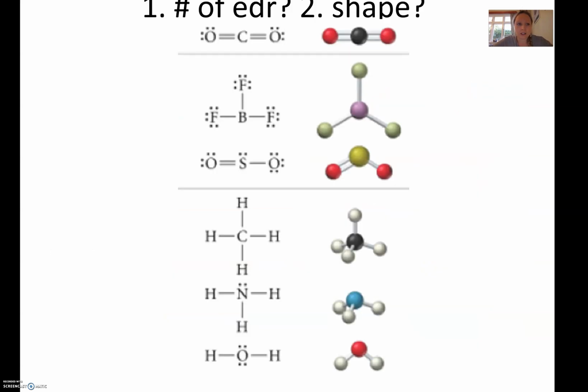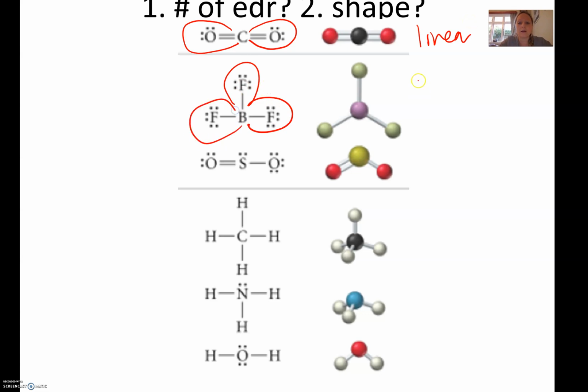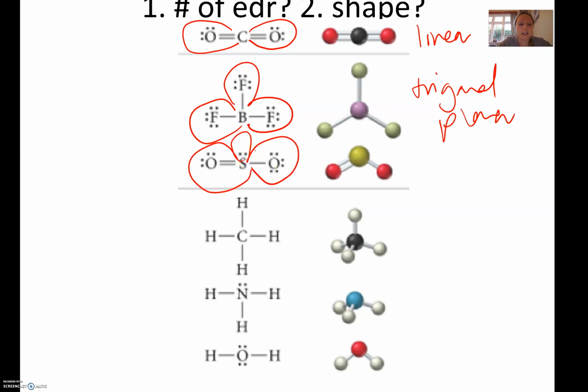So let's have a look at this exercise and see if we can work out the number of electron density regions and therefore the shape. This is CO2, so we're looking at the central atom. 1, 2, that means the shape's going to be linear, and both are bonding. This example, 1, 2, and 3, that means it's going to be trigonal planar, all bonding. How about this one here? 1, 2, 3. So these are 3 electron density regions. 2 are bonding and 1's non-bonding. So they all contribute. It's derived from trigonal planar, but that lone pair means it's going to be bent.